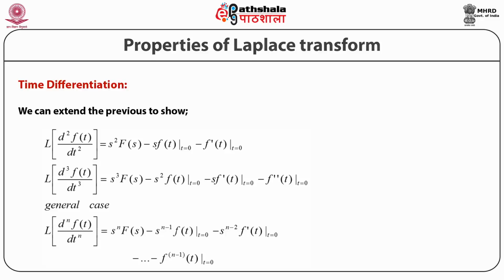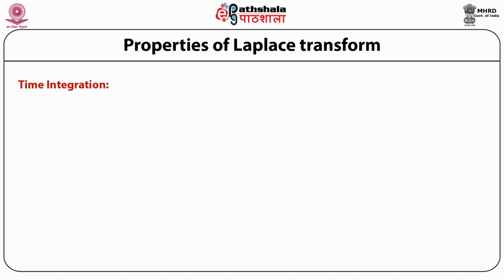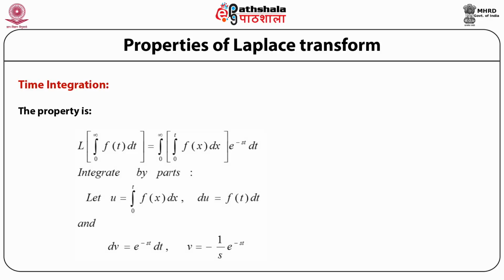Time integration property, L of an integral, that means the function is under integration and you are taking a Laplace. So that will be basically as shown, integral 0 to infinity, you just write the whole function inside it, multiplied by e power minus st dt. Now we can integrate by parts. Assume u is equal to something and du will be equal to f of t dt, because we are taking the integral, and dv is equal to e power minus st dt.